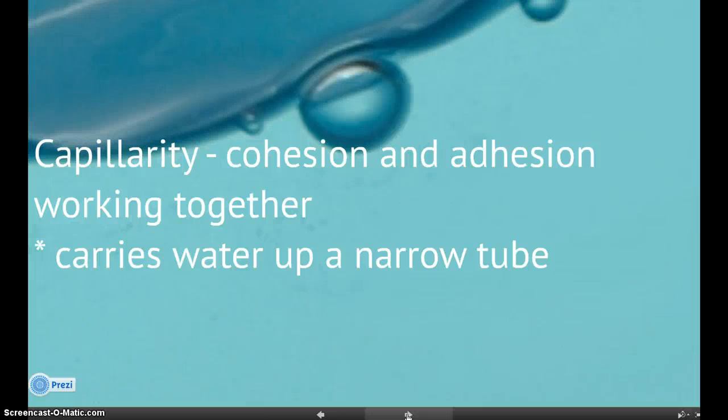These two properties lead us to capillarity. This is also a special property of water where cohesion and adhesion work together. And basically what happens is it will help water to travel up a narrow tube. And think about where this would be important. It would be very important for plants to be able to take water and take it up against the force of gravity so that it can get to its tallest leaves and branches.